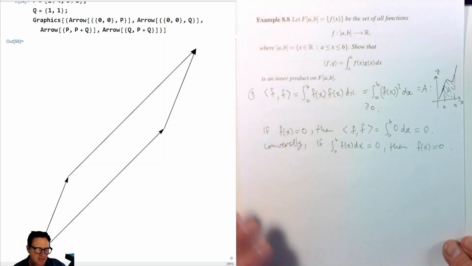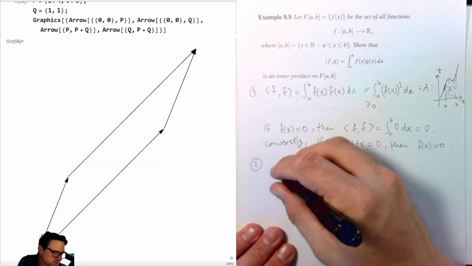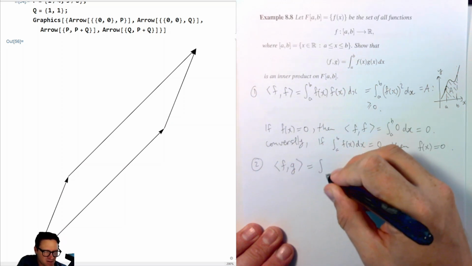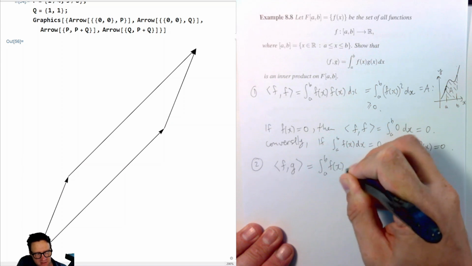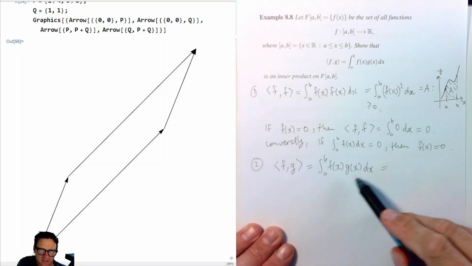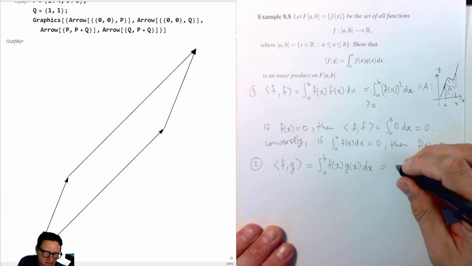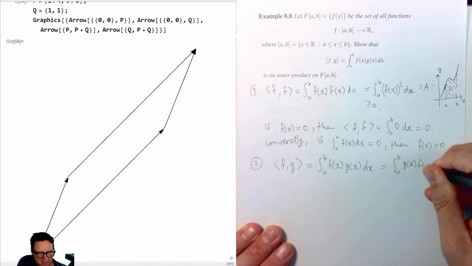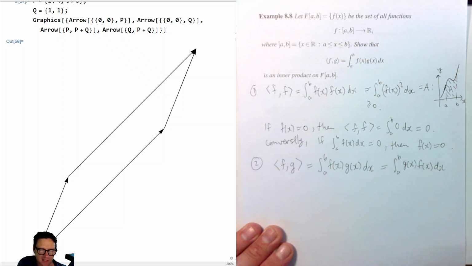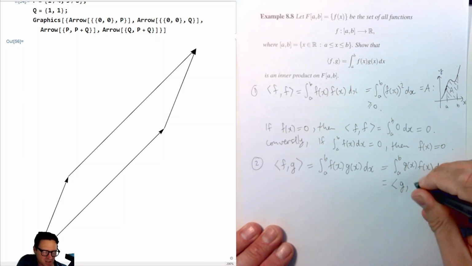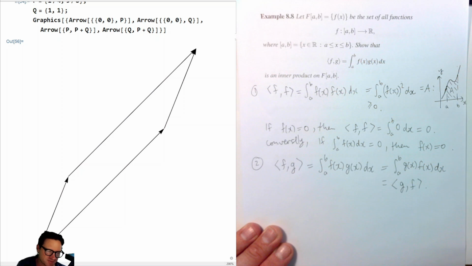Okay, so let's move on to the second one. Inner product of f with g is defined here as the integral from a to b of f of x times g of x dx, but multiplication is commutative because this is just ordinary multiplication. So this is the same as g of x times f of x integrated with respect to x between a and b. And that is g inner product f. Okay, so we've checked the second condition for an inner product.